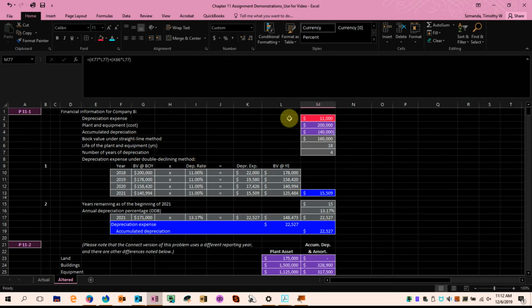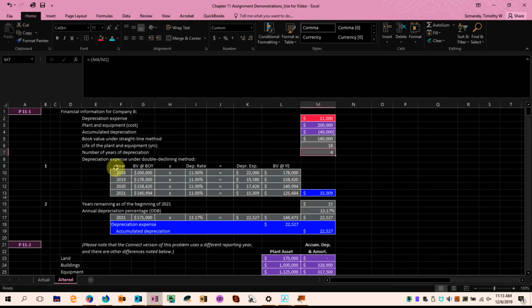I just presented the data here, except I changed the depreciation expense to $11,000 rather than $10,000. Otherwise, the rest of the data is the same. I listed the assets given, and I just calculated the book value as the difference between cost and accumulated depreciation. This is very similar to the problems that were demonstrated in class and in the video. And then we have a straight line book value under the straight line method of, as I said, $160,000. Life of the asset is 18 years. Number of years of depreciation is 4.